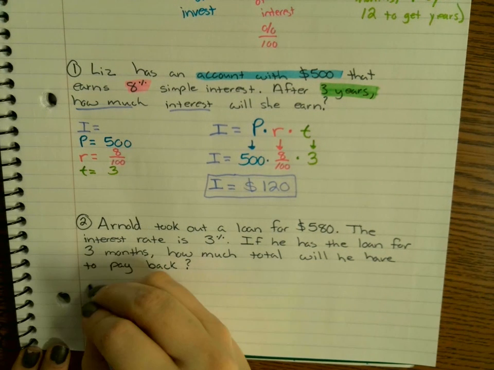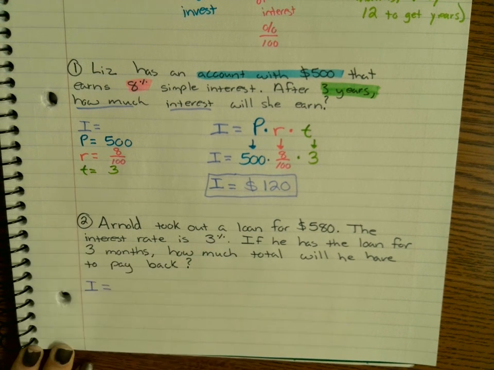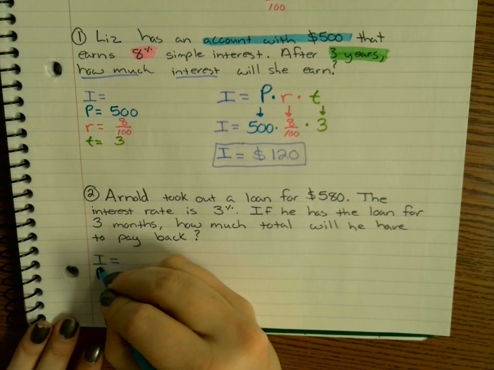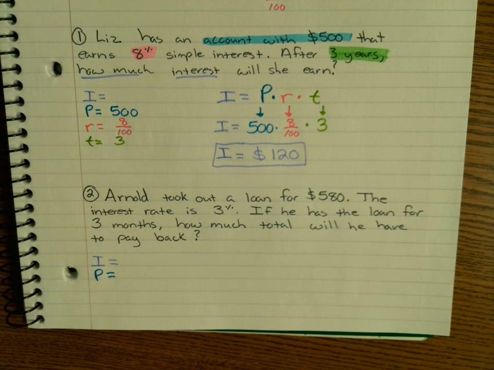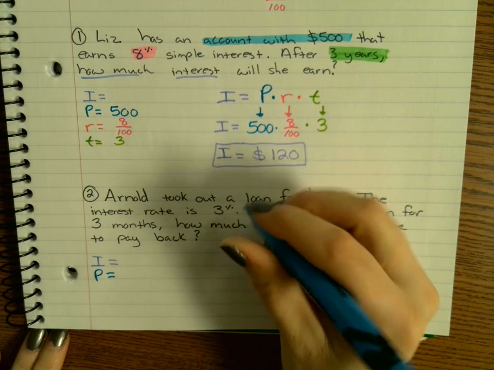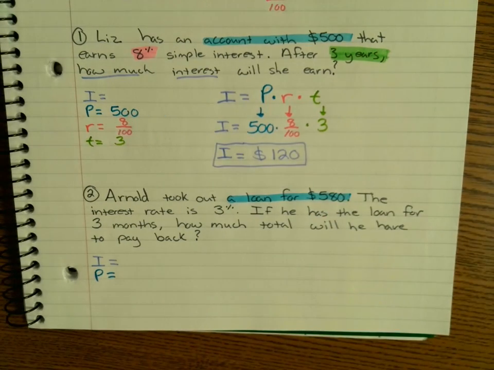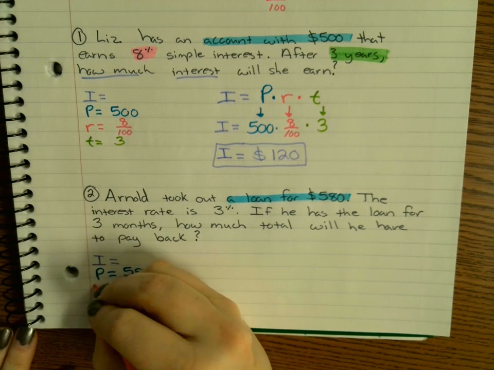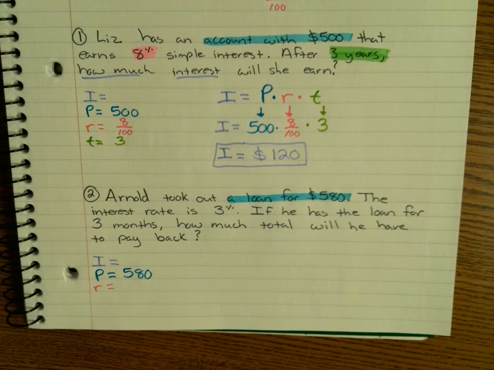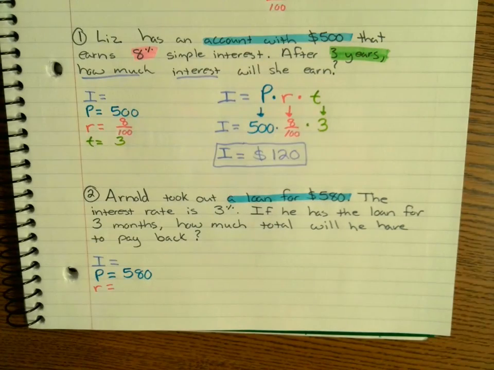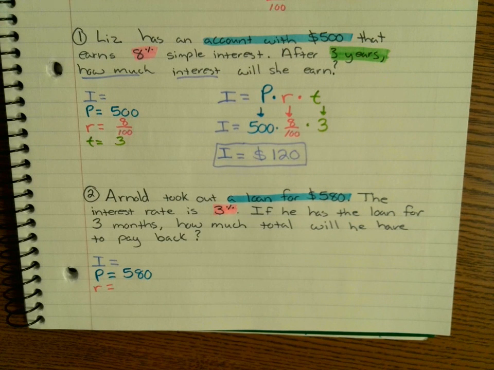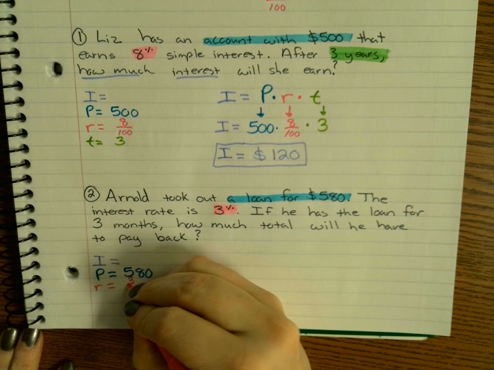So we're going to set this up. We need to figure out how much the interest is going to be first. So I is the value that's missing. The principal is what he borrowed. He took out a loan for $580. So that's the principal, $580. The rate is the percentage over 100. Good. So we have 3%. So we're going to put 3 over 100.